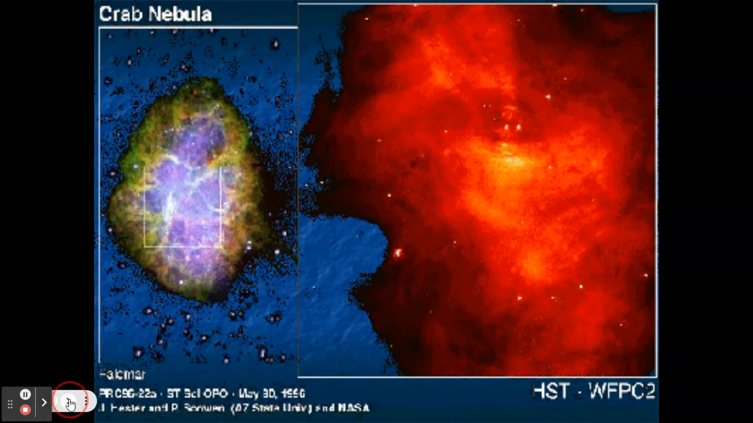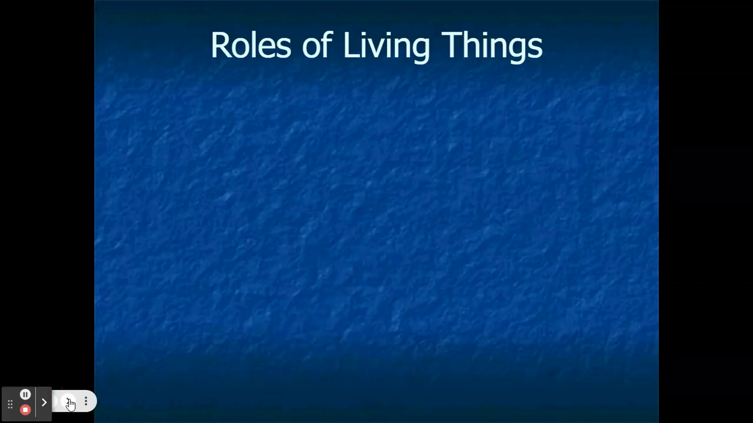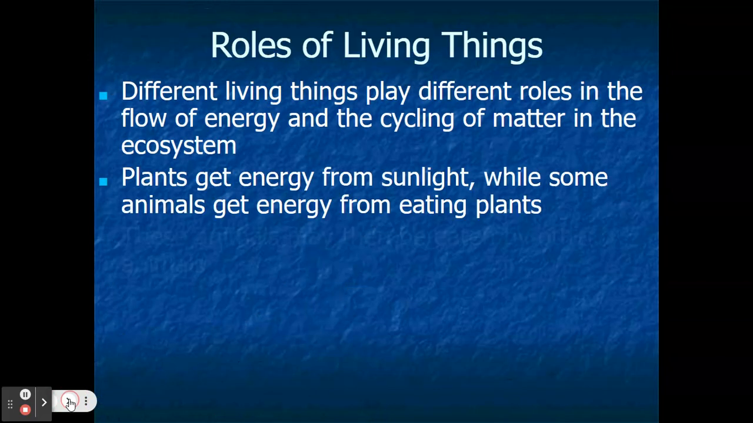All right. So first up, energy in the ecosystem is everywhere. Energy originates from outer space, and here's the Crab Nebula, which is showing the birth of new stars, which are the base of all of our energy on Earth.